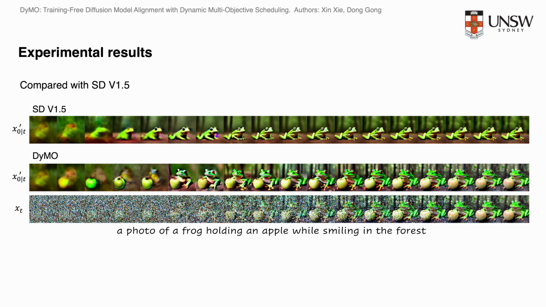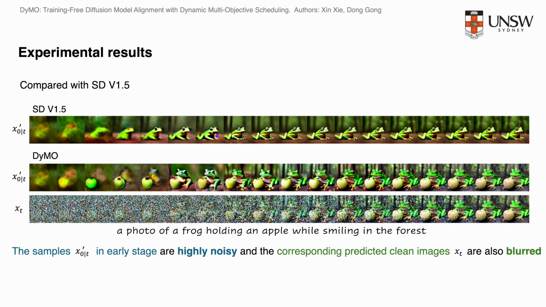Compared to baseline Stable Diffusion, our method preserves layout and improves visual fidelity in a sample of a frog holding an apple. We prevent poor early-stage guidance by better supervising the intermediate steps.